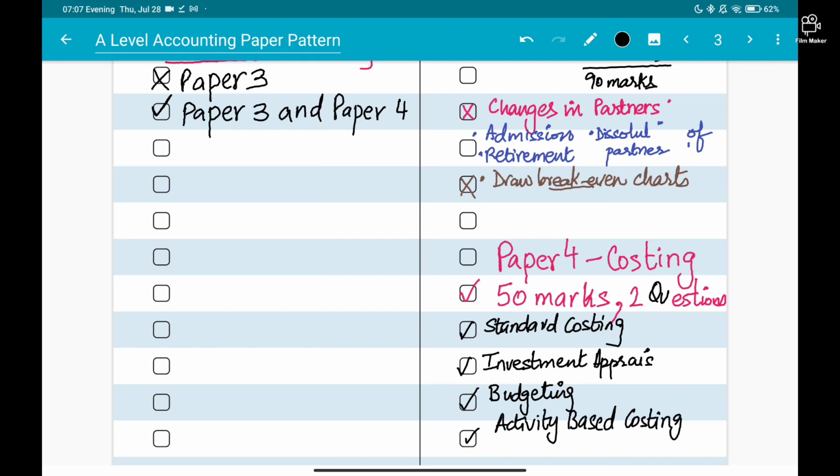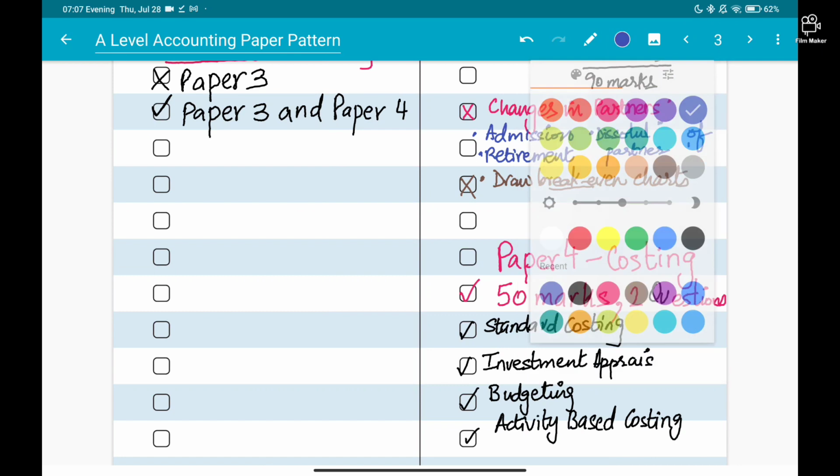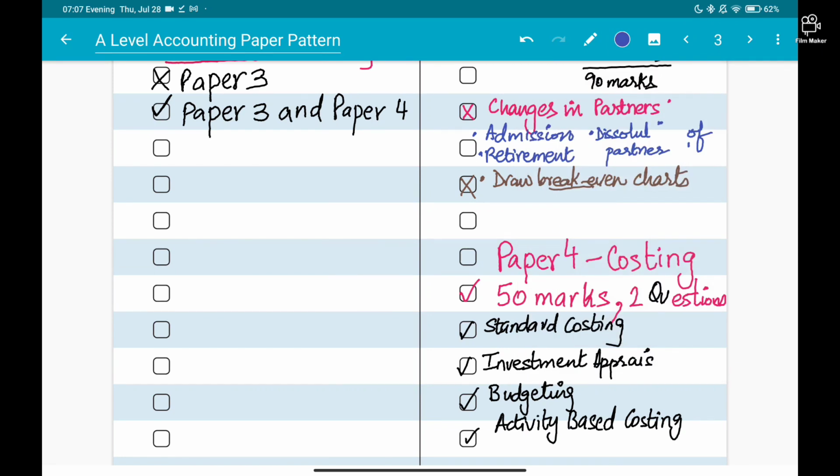At 50 marks. And the more important thing is you still get 1 hour for this, okay? So you still have 1 hour for this paper 4 as well. That will be on a different date, okay?